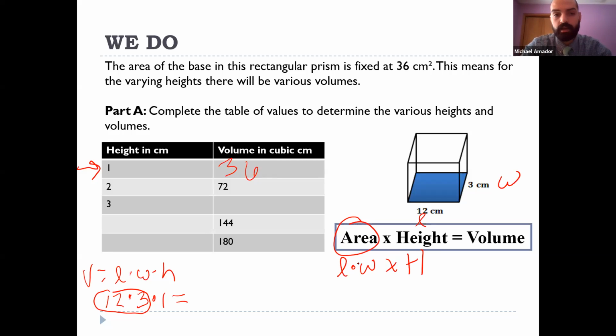So scholars, take the next 2 minutes and go ahead and start to fill out the table. In about 30-second intervals, I'm going to call on scholars and we're going to fill out the table together.